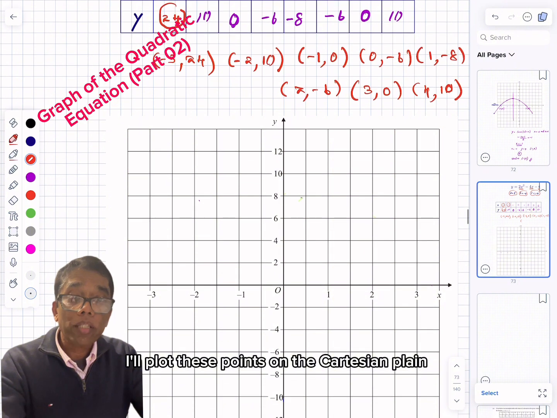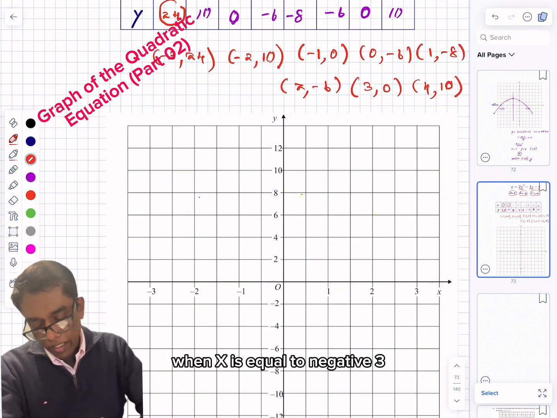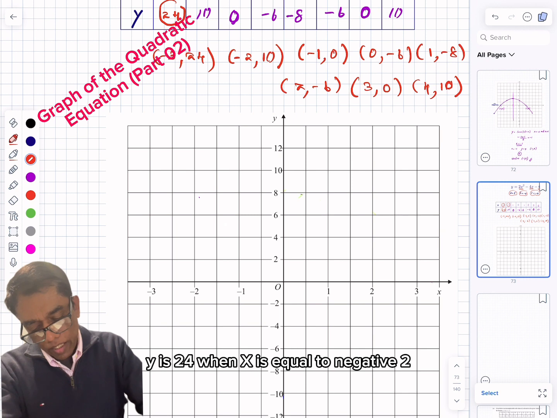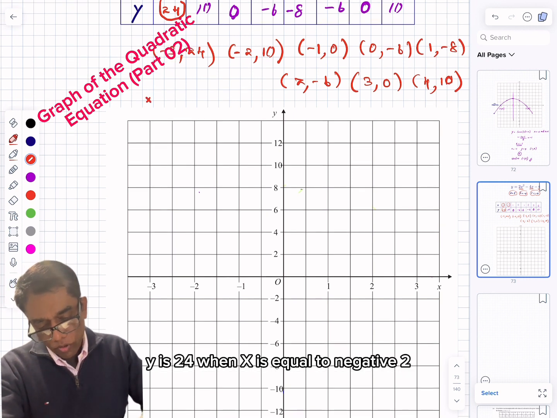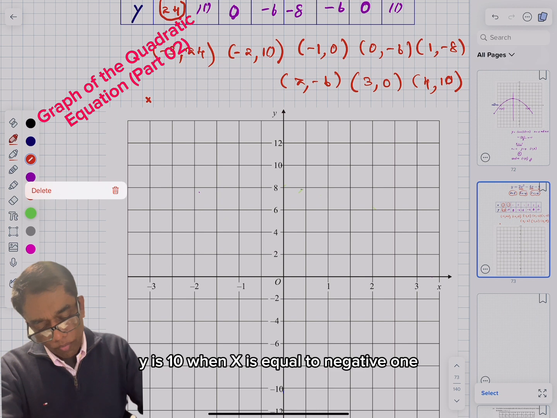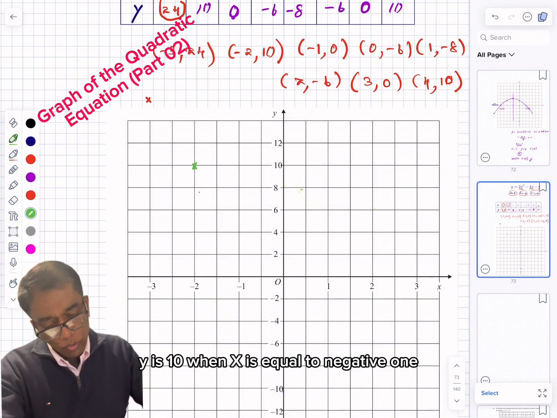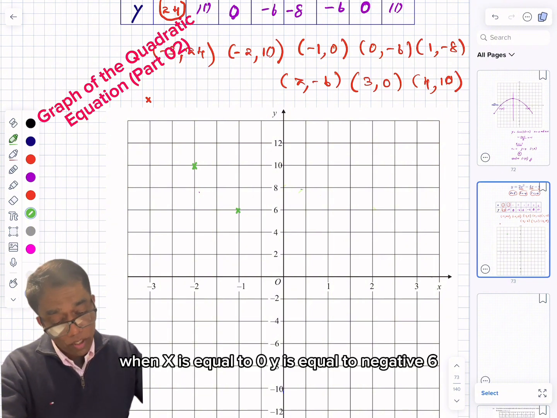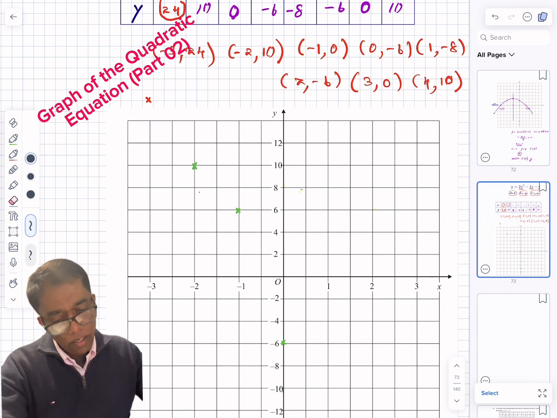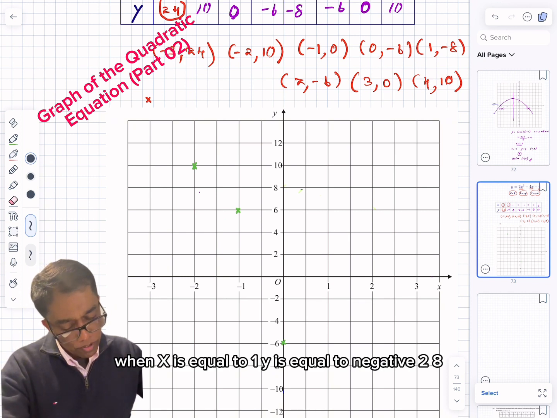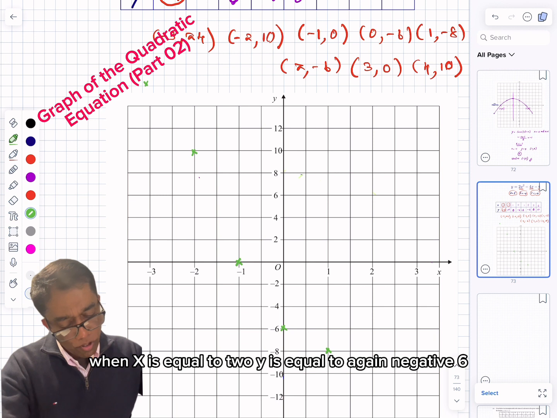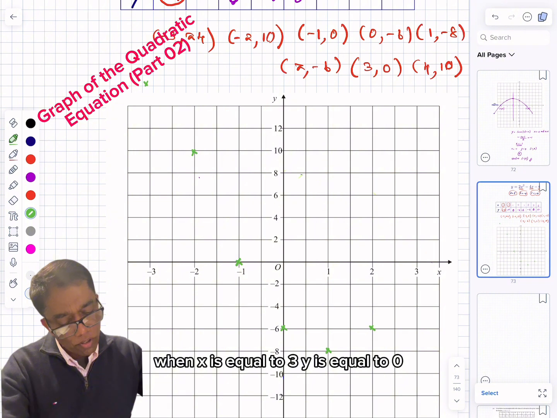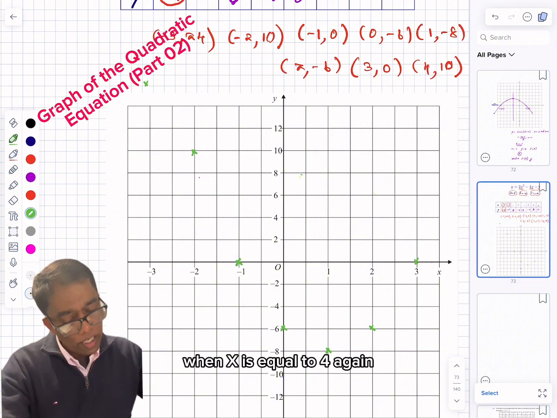I'll plot these points on the Cartesian plane. When x is equal to negative 3, y is 24. When x is equal to negative 2, y is 10. When x is equal to negative 1, y is 0. When x is equal to 0, y is equal to negative 6. When x is equal to 1, y is equal to negative 8. When x is equal to 2, y is again negative 6. When x is equal to 3, y is 0. When x is equal to 4, again y is 10.